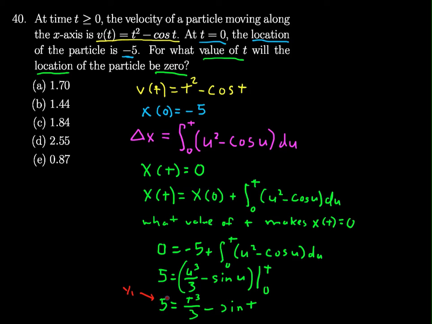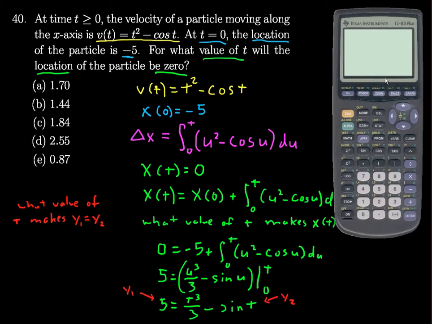If I graph the left-hand side and I graph the right-hand side, I want to find what value of t, and I'm actually going to use x when I graph it on a calculator, makes y sub 1 equal the second graph, y2. And I'm going to do that with an intersection. So now let's go ahead and go to the graph. And let's see what we've got.